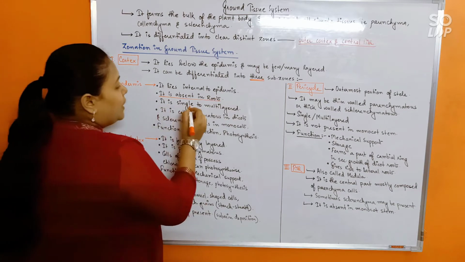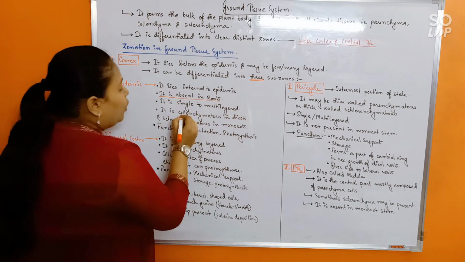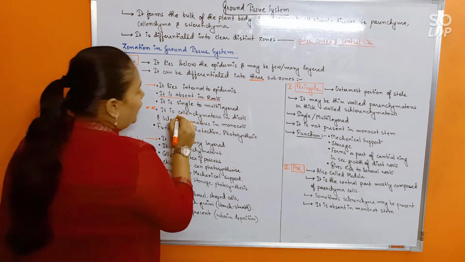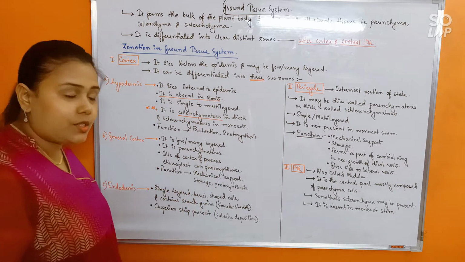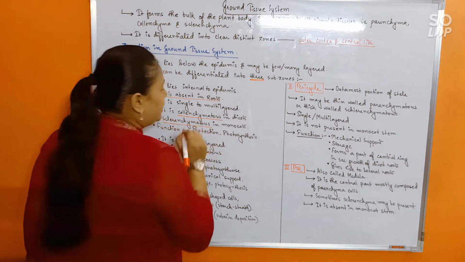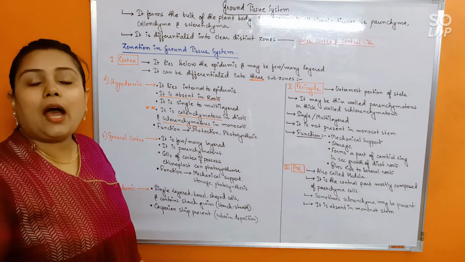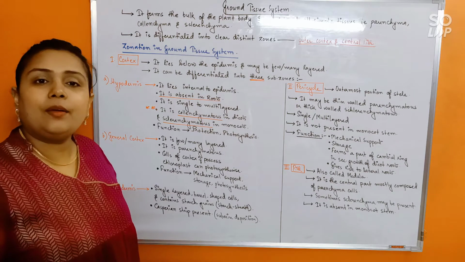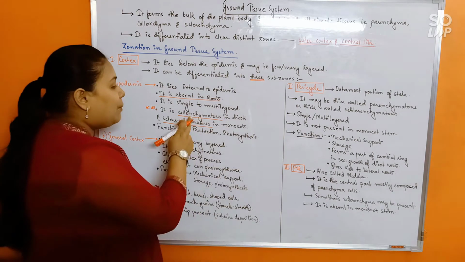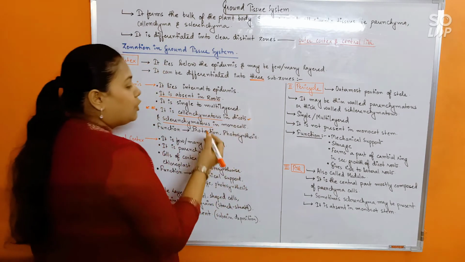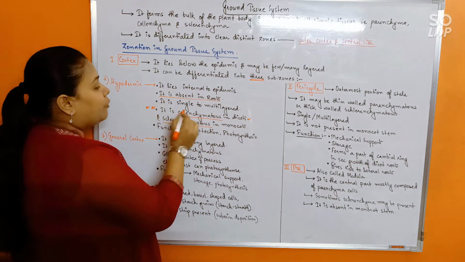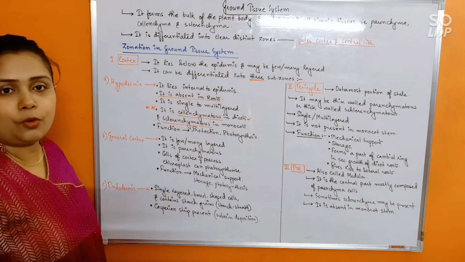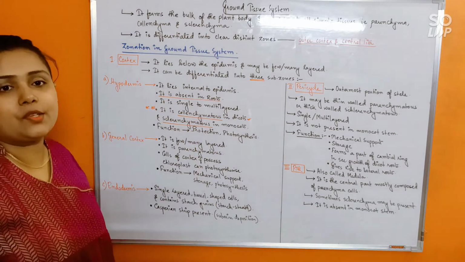It is not found in the roots. Okay. So it is single or multi-layered, and it is collenchymatous. Again, this is very important. It is collenchymatous in case of dicots, and it is sclerenchymatous in case of monocots. Now, if you remember, I have already told you collenchyma is absent in the monocots, isn't it? So, collenchymatous in case of dicots. That means hypodermis is made up of collenchyma cells in the dicots and sclerenchyma cells in the monocots. That's because monocots do not possess collenchyma.